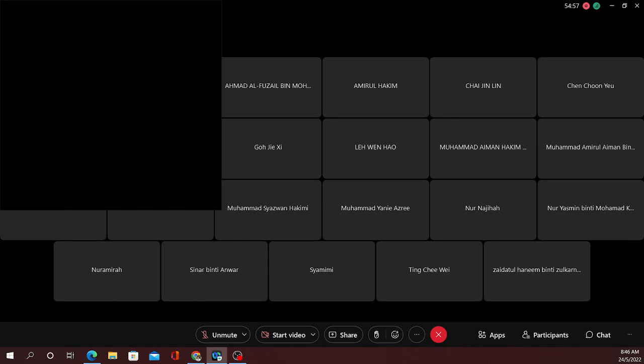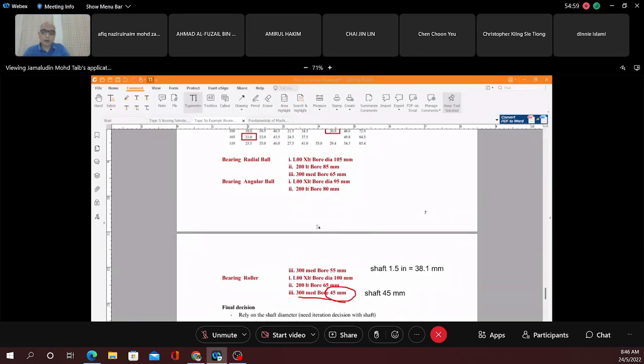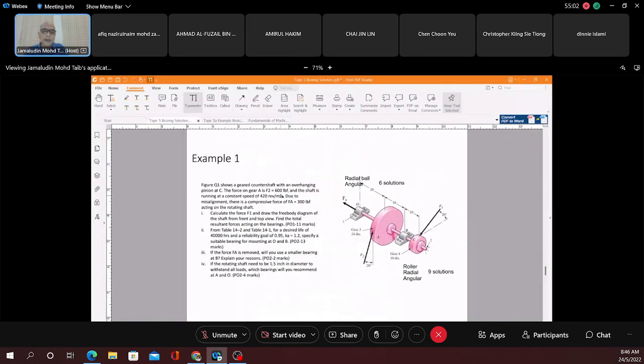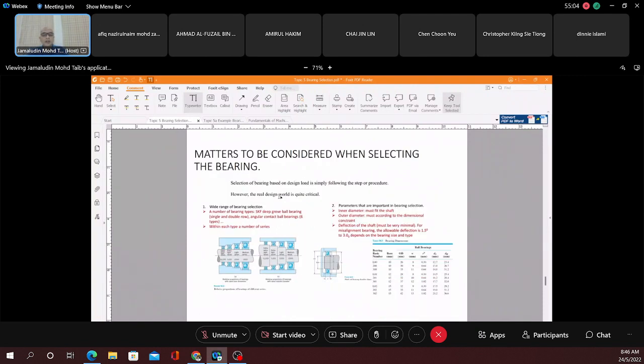All right, and these are some concluding remarks on the bearing. Matters to consider when selecting a bearing. From the example I mentioned before, what you have to do is just look at the equation, insert the numbers, plug all the numbers in, and you get the solution.